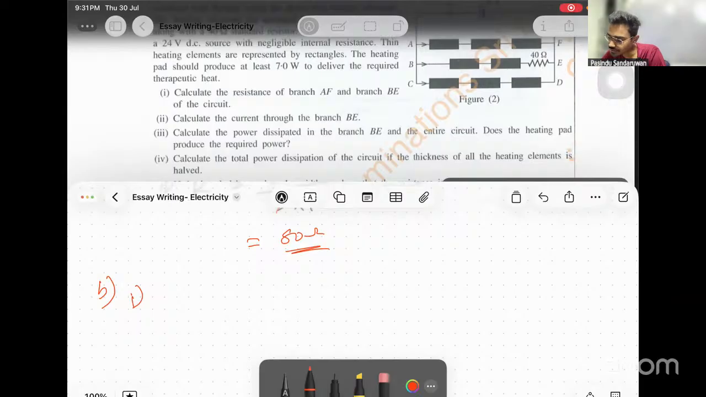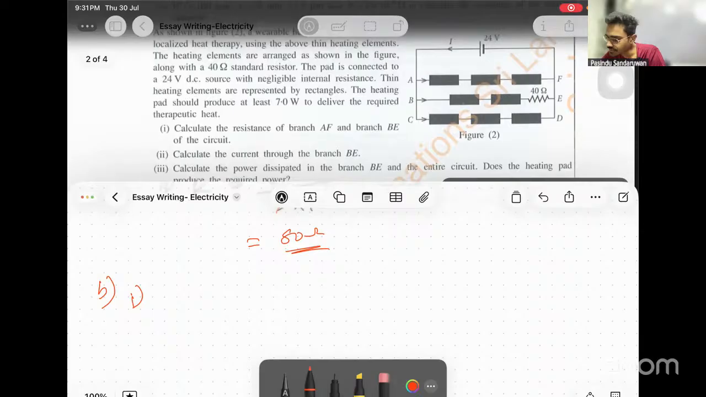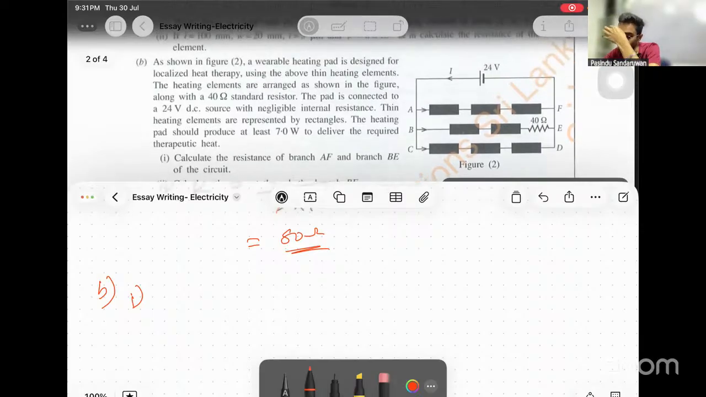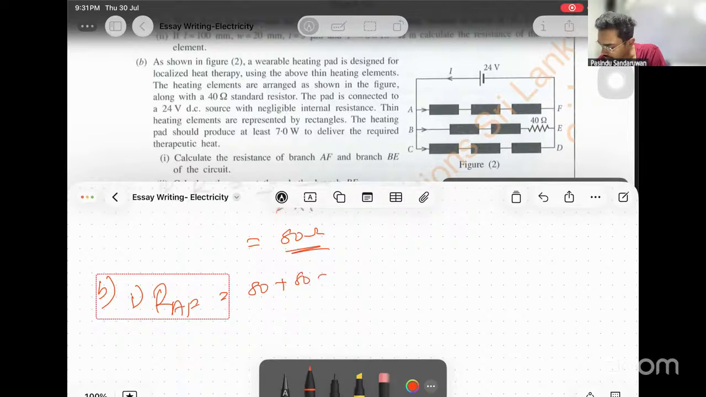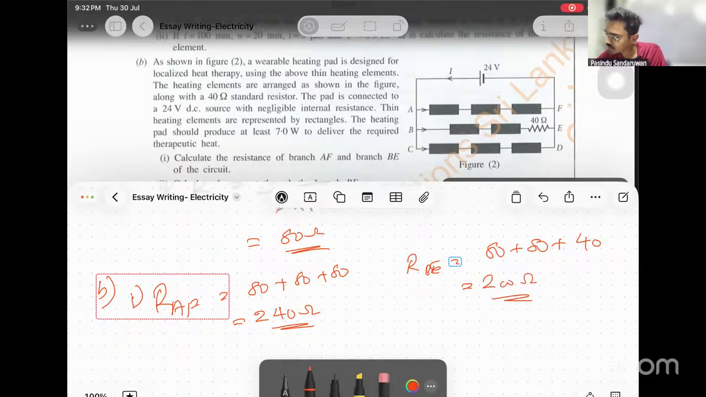First one: calculate the resistance of branch AF and branch BE. One such resistor was 80, no? Then RAF is in series combination, 80 plus 80 plus 80, then 240 ohms. Then we need RBE. RBE is 80 plus 40, that is 200 ohms.